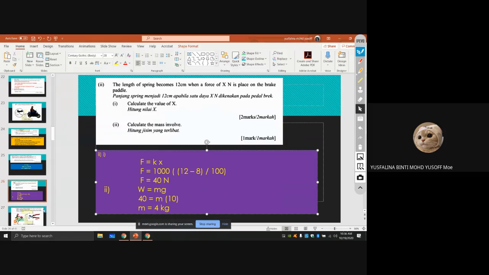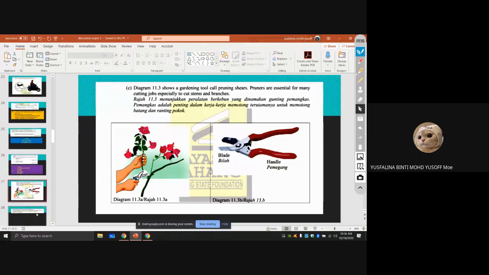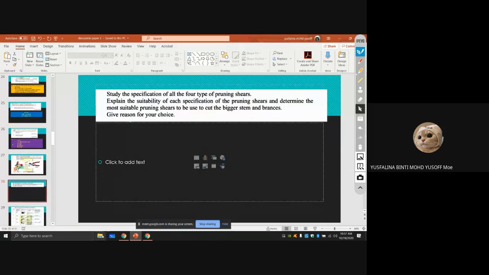Okay, so we move on to the next question. Diagram 11.3 shows a gardening tool called pruning shears. The pruners are essential for many cutting jobs, especially to cut stems and branches. The question asks you to choose which one is more suitable to be used to cut the bigger stems and branches. Give reason for your choice.